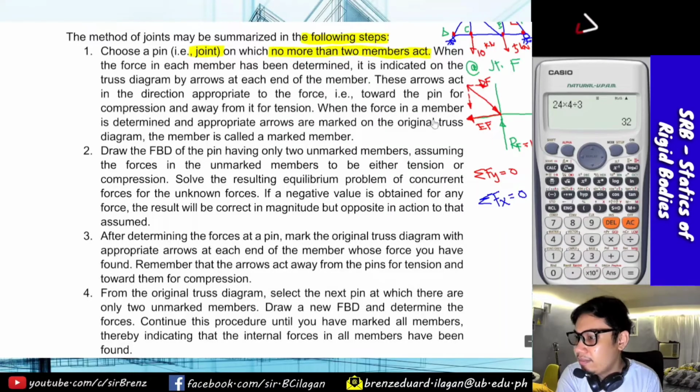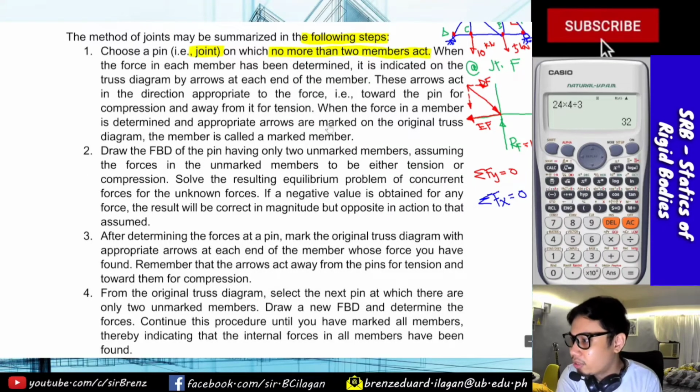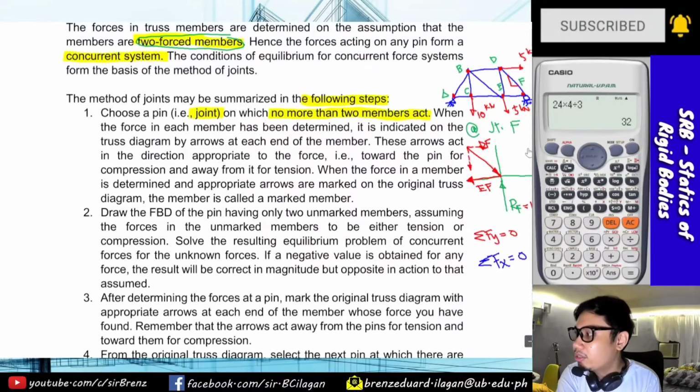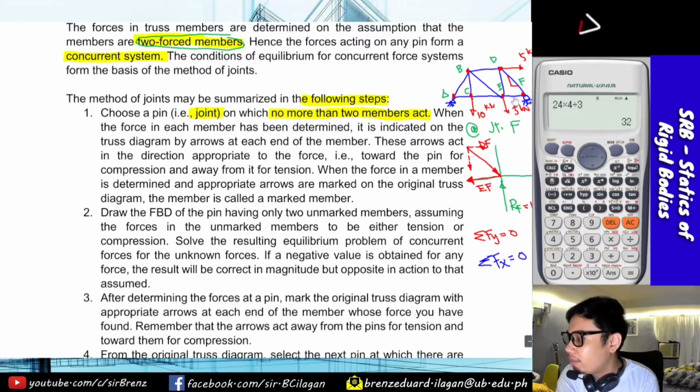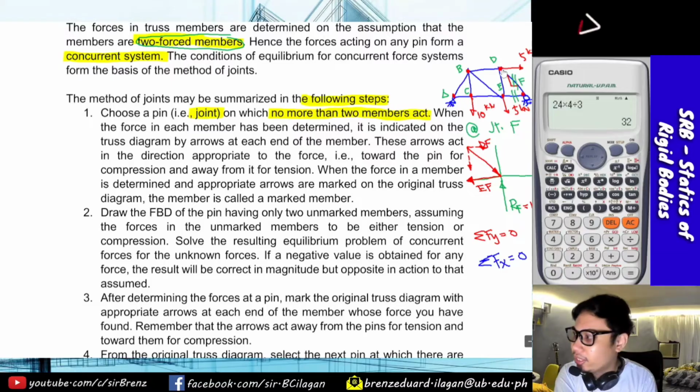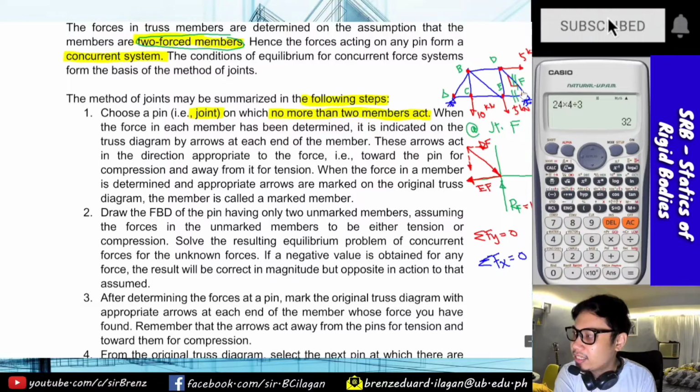When the force in a member is determined and appropriate arrows are marked on the original truss diagram, the member is called the marked member. So guys, para lang din may progress yung pagsosolve nyo. So once na nakuha nyo na yung mga value do sa member EF and DF, pwede mo na siyang i-cross out. So nilalagyan ko ng markings na yan. So ang ibig sabihin ng mga markang yan, meron akong value ng force na yon nung member na may force na akong na-compute para sa member DF.